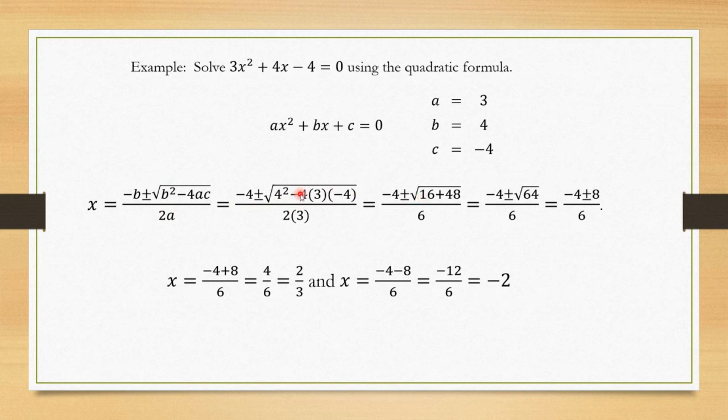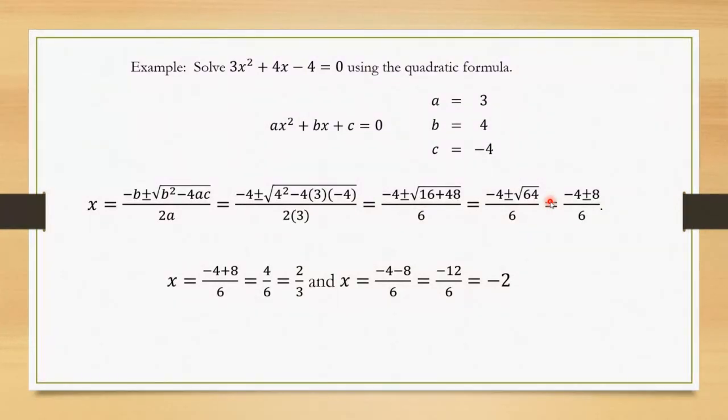Notice we have minus minus. If you did the calculation here, you would have 4 times 3 times minus 4, which I think is negative 48. Minus negative 48 is plus, and we get this. Again, it's normally minus here, subtraction, but we're subtracting a negative number, so we get plus. So we have negative 4 plus or minus the square root of 64 over 6, as you can see.